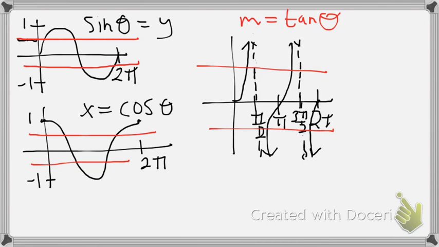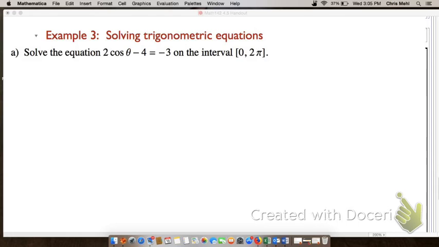Okay, so one more example where the equations are a little bit trickier. So first, example 3, part A. If you want to solve the equation 2 cosine theta minus 4 equals -3 on the interval from 0 to 2 pi, a couple things I want to point out first. Now, you can break this up in a step-by-step process if you like. First, we're going to solve for cosine theta and reduce this problem to something that's similar to example 2.